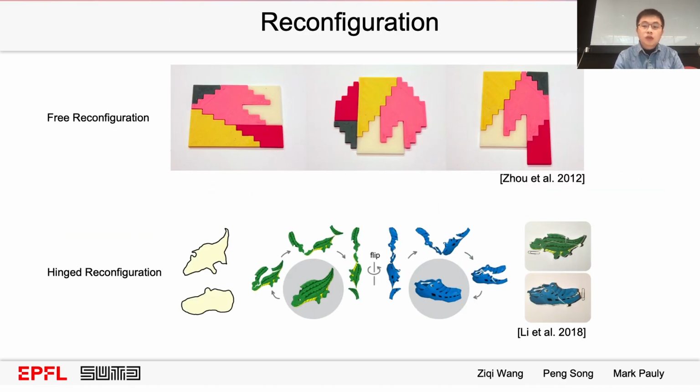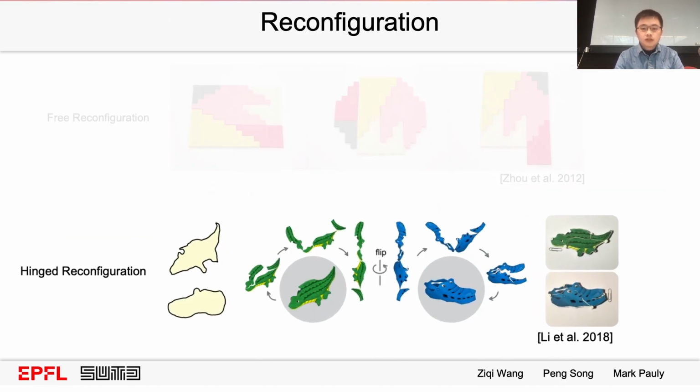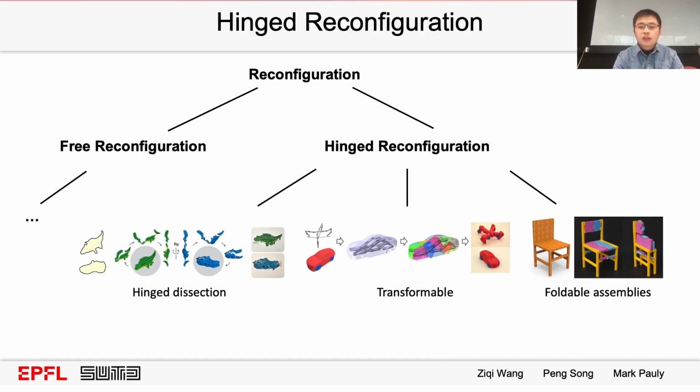Let's then move to the work in hinged reconfiguration. Designing hinged reconfigurable assemblies requires creating not just a common set of parts, but also hinges among them. We classify the hinged reconfigurable assemblies into three classes. First, a special geometric dissection called hinged dissection. Second, the transformables that can shift across different shapes. Third, the foldable assemblies for space saving.